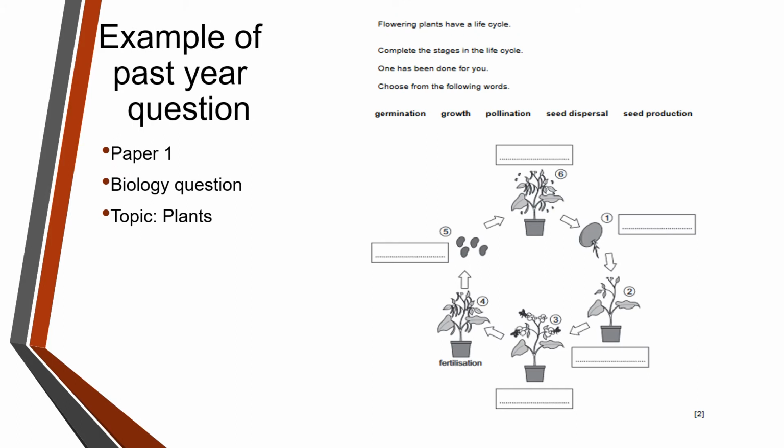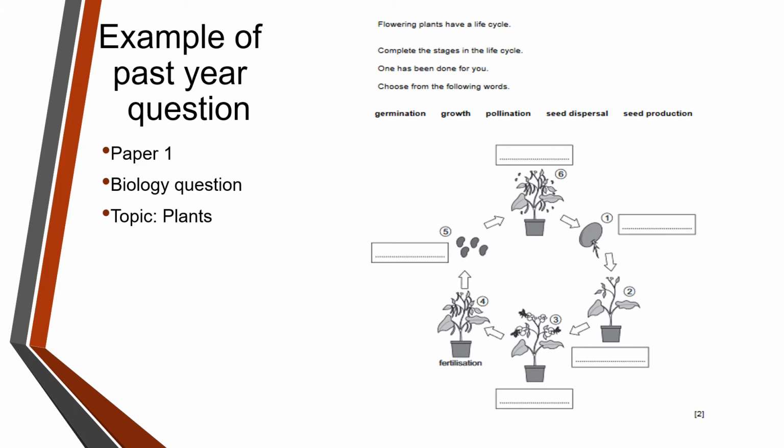Example of past year question. This is a biology question, a paper 1 question on plants. Flowering plants have a life cycle. Complete the stages in the life cycle. One has been done for you.